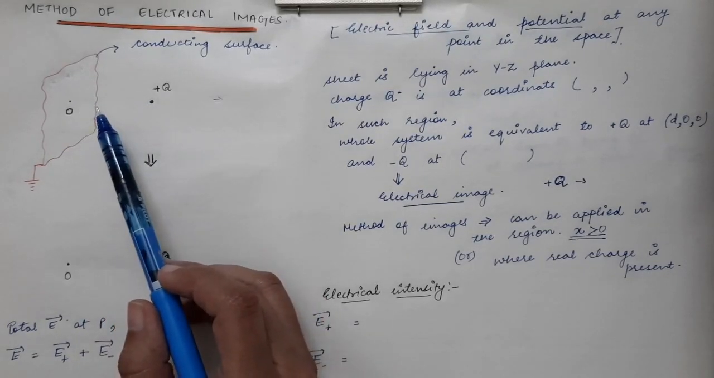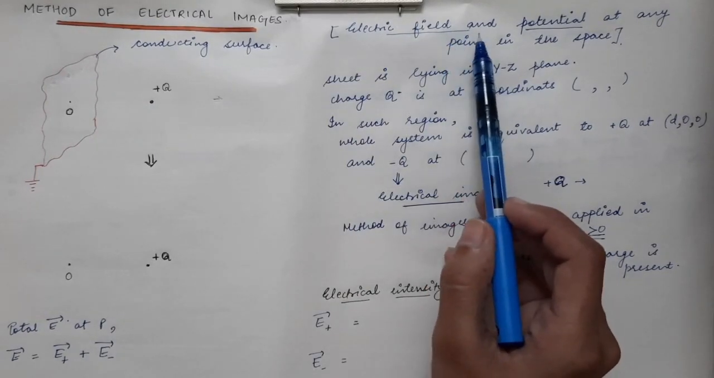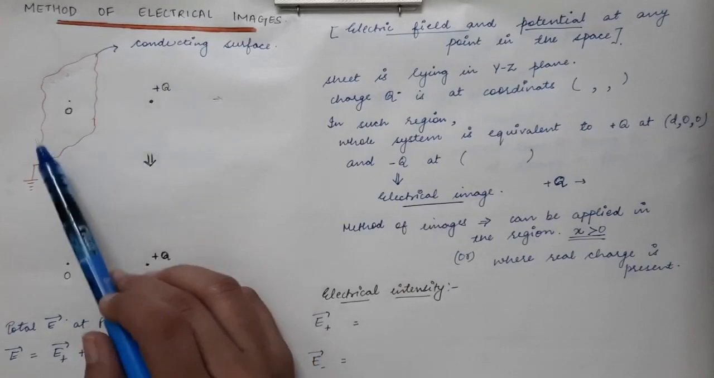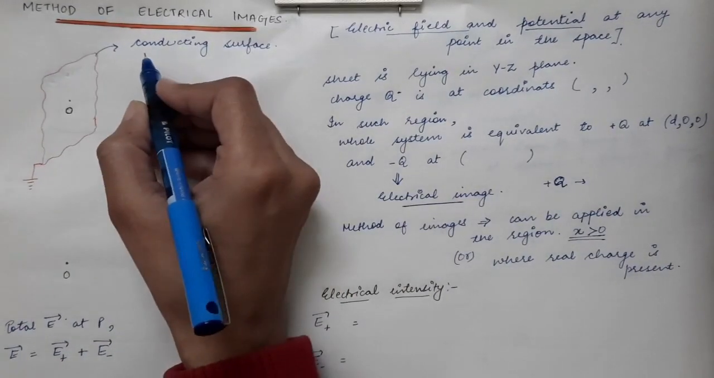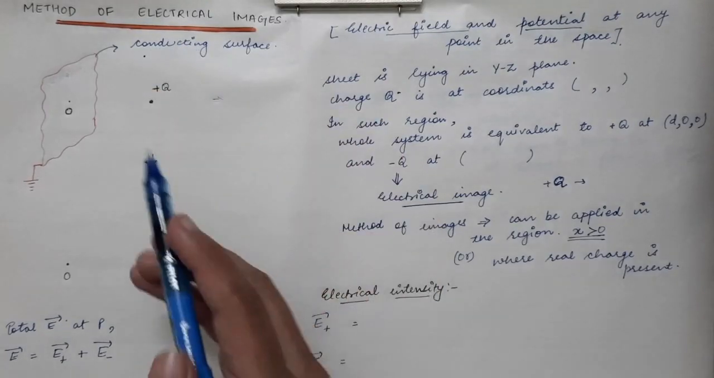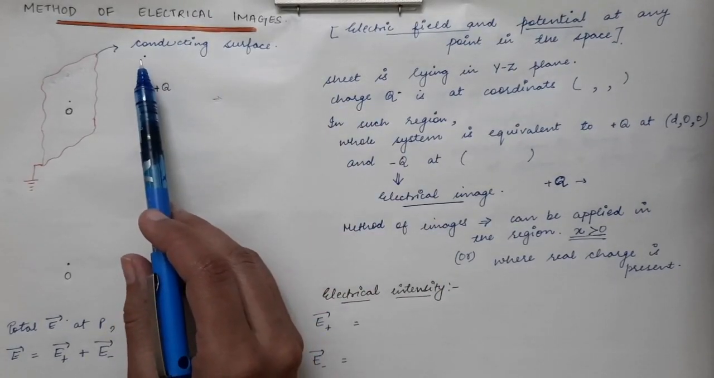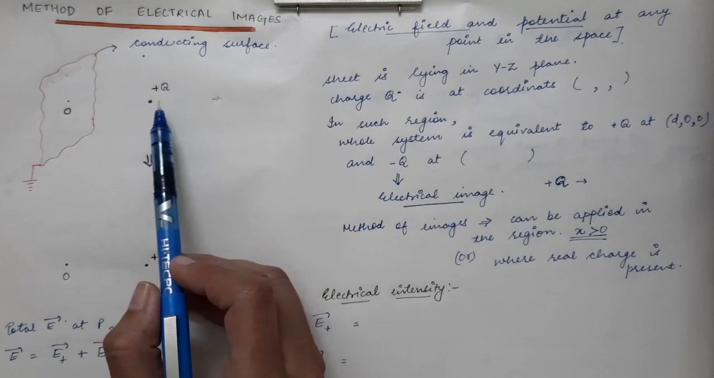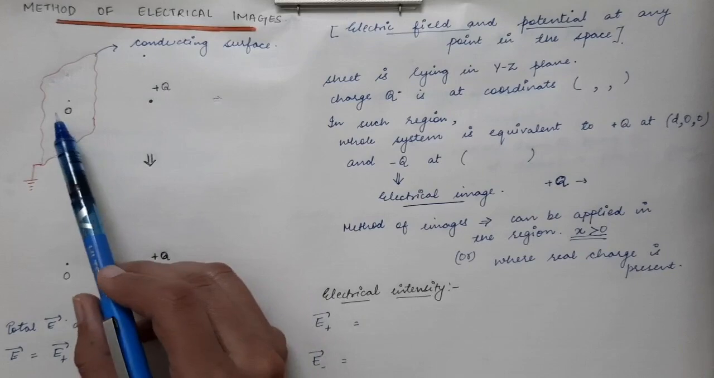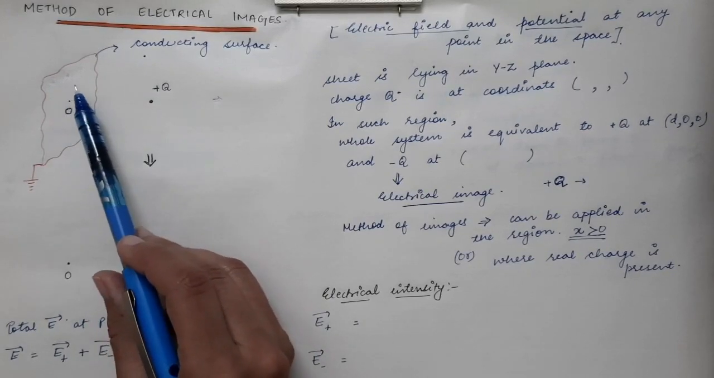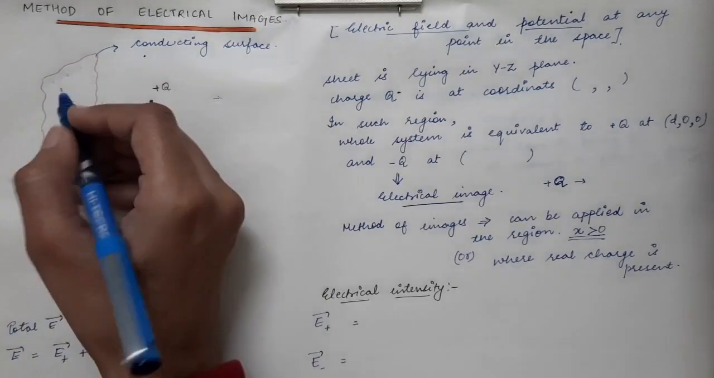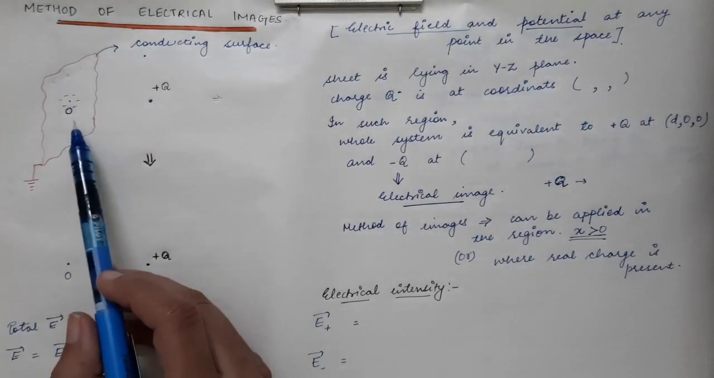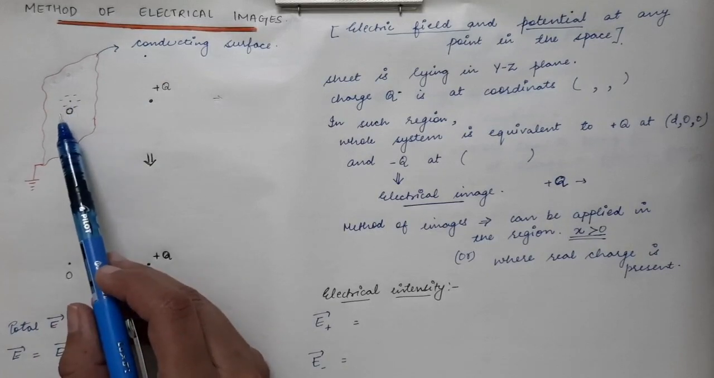Now we want to find out the electric field and electric potential at any point in space due to this system. Let's say we want to find the electric field at this point P and the electric potential at the same point due to this whole system. So what is the system? We have a plus q charge and minus q charge is induced on the conducting surface. Let's say minus q charge will be induced in this manner on the conducting surface.